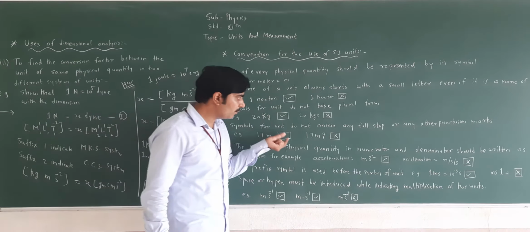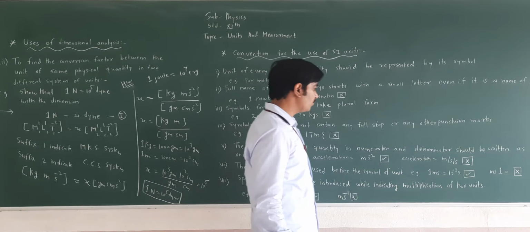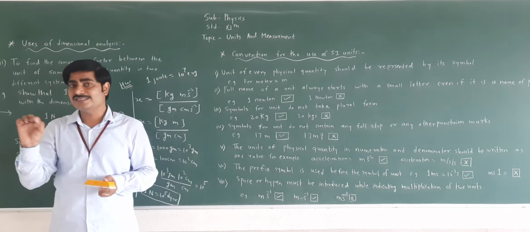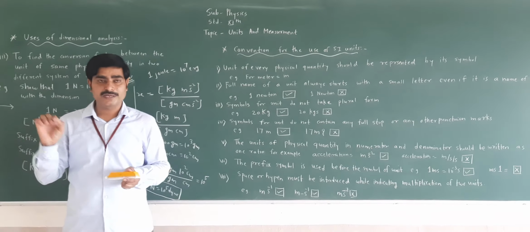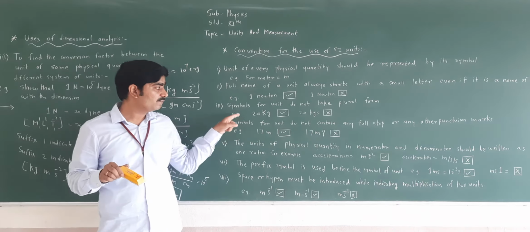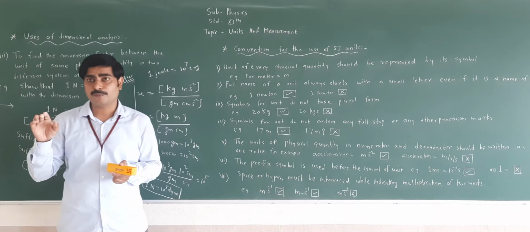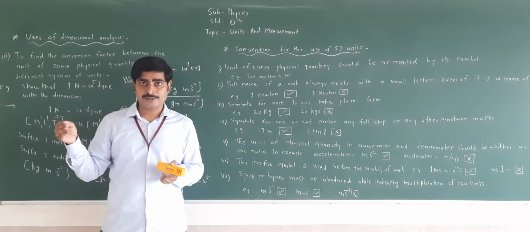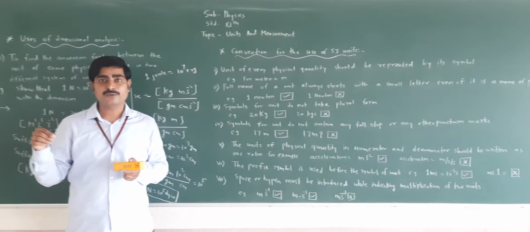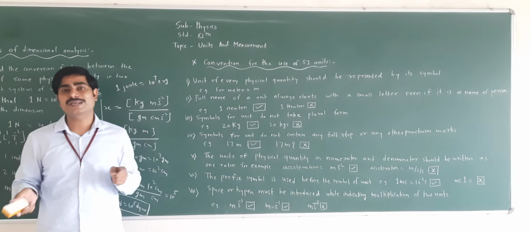Next, symbols for the unit do not contain any full stop or any other punctuation mark. In English, when a sentence is completed, we use the full stop, right? But when we are writing the unit, we should never use a full stop or any other punctuation marks. We know the punctuation marks are the comma, semicolon, question mark, exclamatory mark, brackets. All these are not used while writing the units.